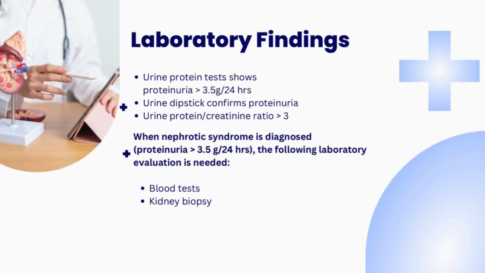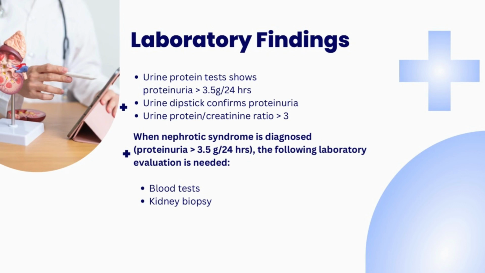So in the laboratory findings, the first one is the urine protein test, which shows proteinuria if there is greater than 3.5 grams in 24 hours. So meron po tayong tinatawag na first morning urine protein creatinine, which is madali siyang ma-obtain than 24-hour urine studies. It is more reliable to test proteinuria, so the patient may have nephrotic syndrome if the urine has protein creatinine ratio of more than 2 to 3 milligrams.